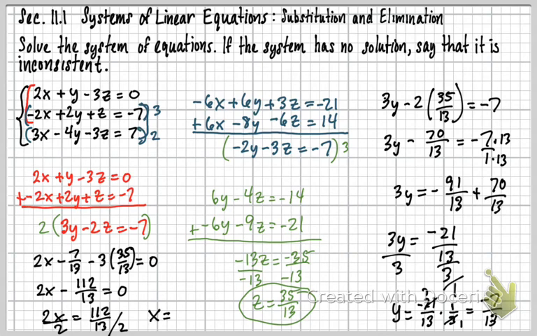So then x equals 56 over 13. So now the way I would put these all together is 56/13, comma, negative 7/13, comma, and my z is 35/13.